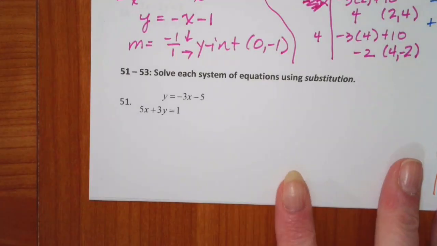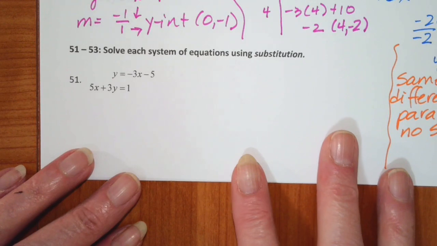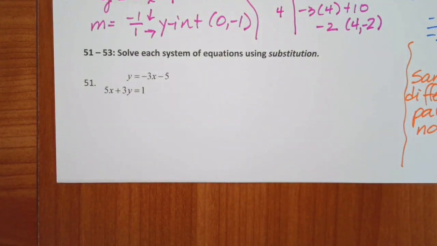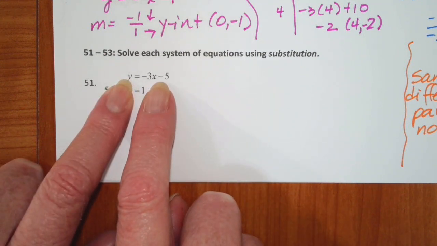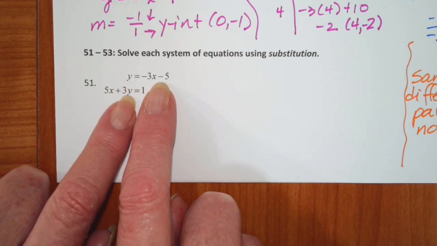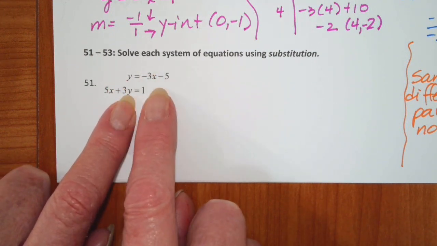All right, now let's solve some using substitution. I hope I've given myself enough room here. If not, I'll get some extra paper. Substitution means I'm going to take an equivalent of one variable that's by itself and replace that variable in the other equation with its equivalent statement.